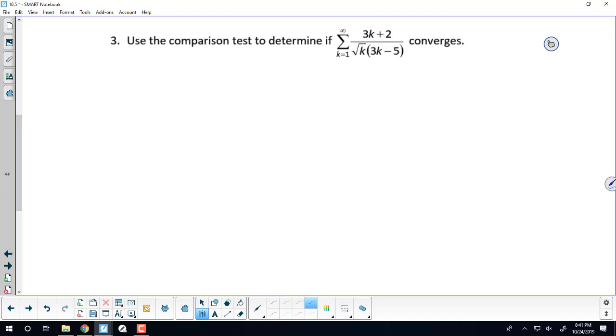So the comparison test to determine if this converges. Now again, what would we choose, whether we're using the direct comparison or the limit comparison? What would be a good choice for the series that we're picking to compare to? 1 over the square root of k? What do y'all think?